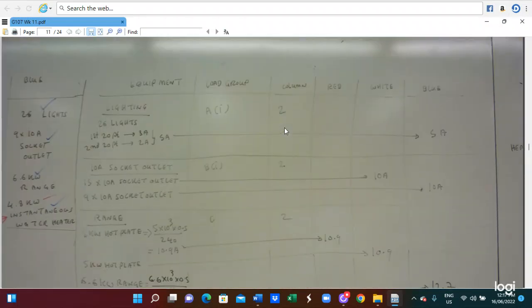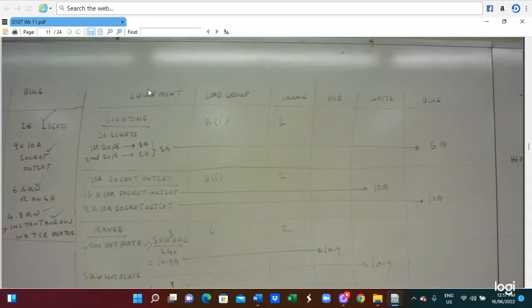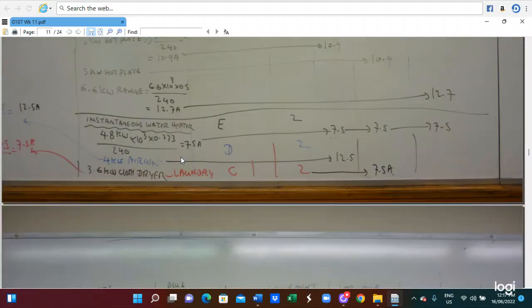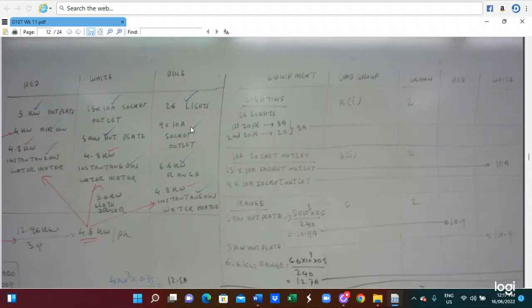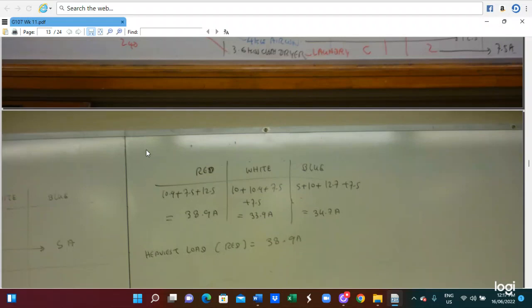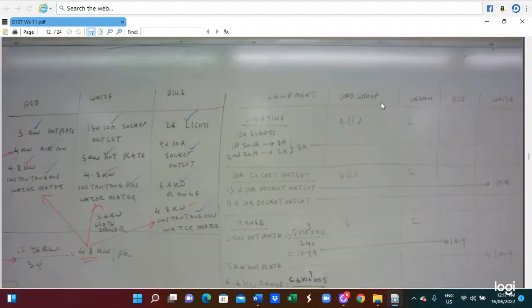Then we have to draw this table. So here is the equipment, load group, column. We have to arrange the phase equipment, load group and column: red, white, and blue, equipment, load group and column. Then we have to find the equipment. So in this case, firstly we have to find the equipment here. This is equipment, load group, column, red, white, and blue.